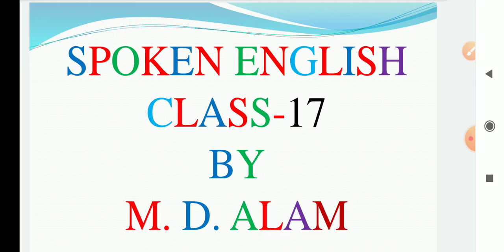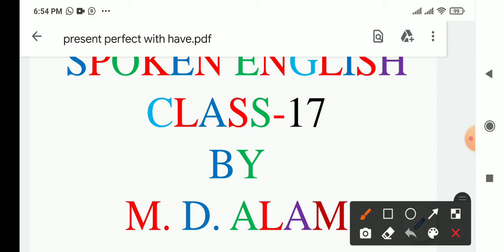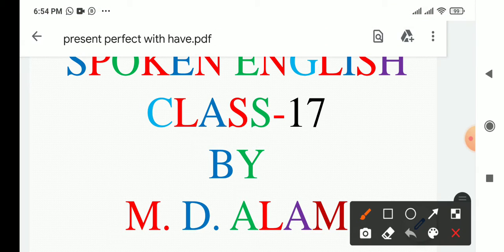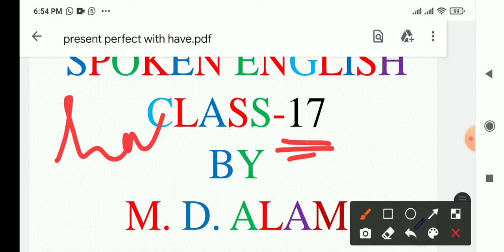This is our spoken English class 17. So far, we have done 16 spoken classes. And we have completed the structure of is, am, are, was, were, has, have, had, present indefinite, present continuous, past indefinite, past continuous, future indefinite, future continuous. And along with that, we had started in the 16th class, we had done present perfect structure with has and verb third form.